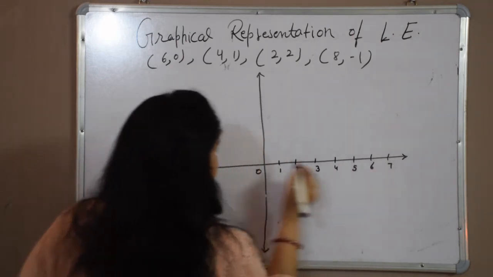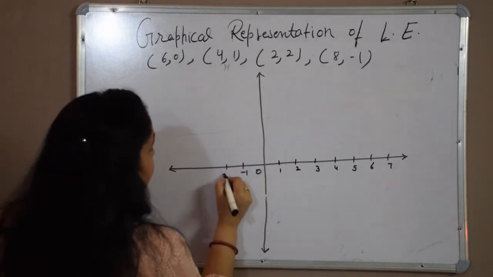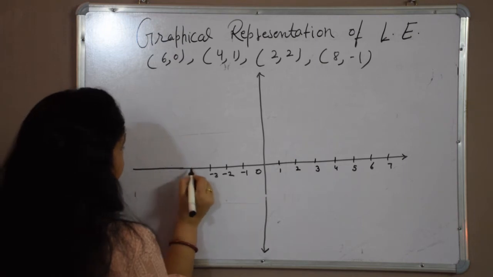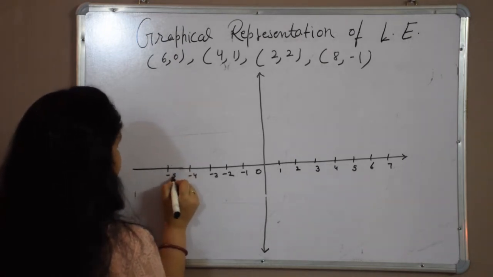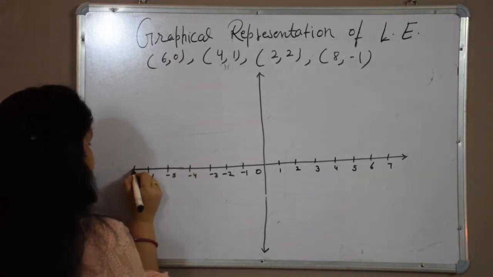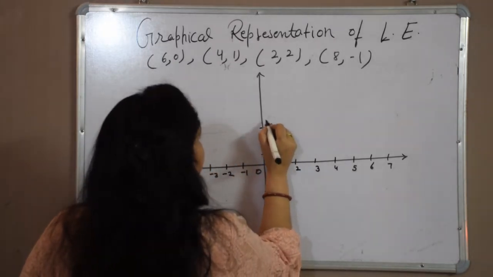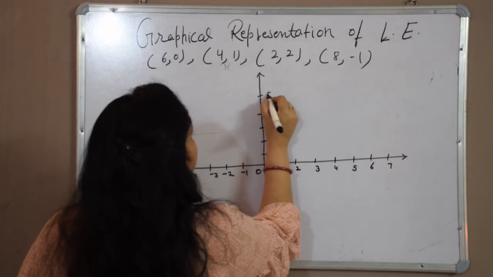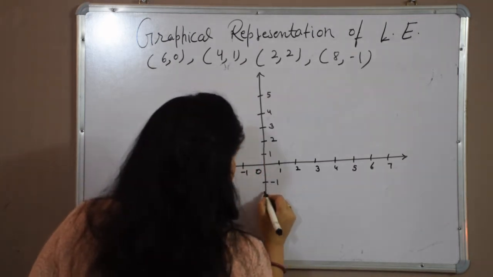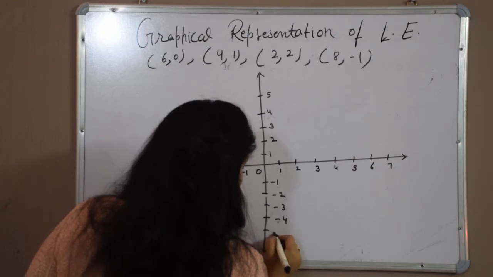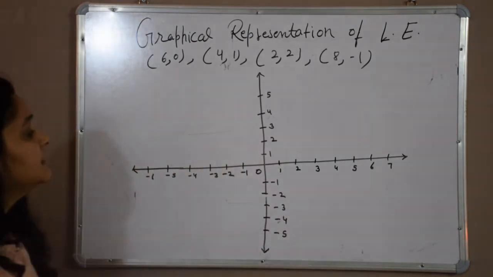6, 7, minus 1, minus 2, minus 3, minus 4, minus 5, minus 6. 1, 2, 3, 4, 5, minus 1, minus 2, minus 3, minus 4, minus 5.